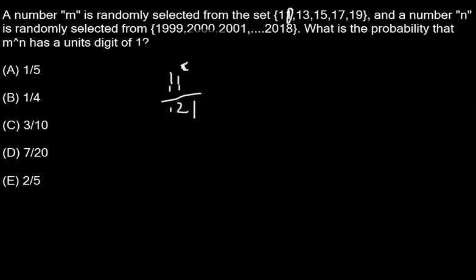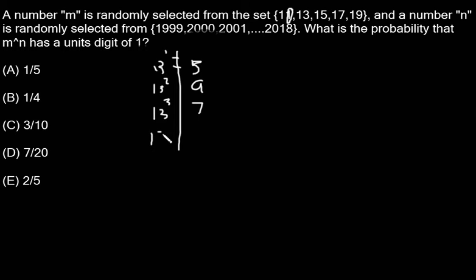Now let's get into the meat of the problem. Let's see the probability if I were to raise 13 to a power. 13 to the first power has a units digit of 3, because 13 is just 13. 13 squared has a units digit of 9, because 3 squared is 9. 13 to the third power has a units digit of 7, because 3 to the third power is 27.